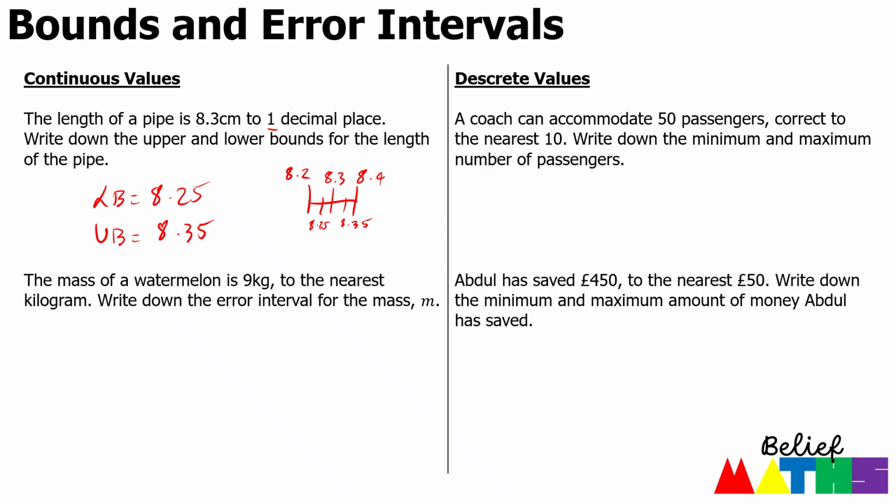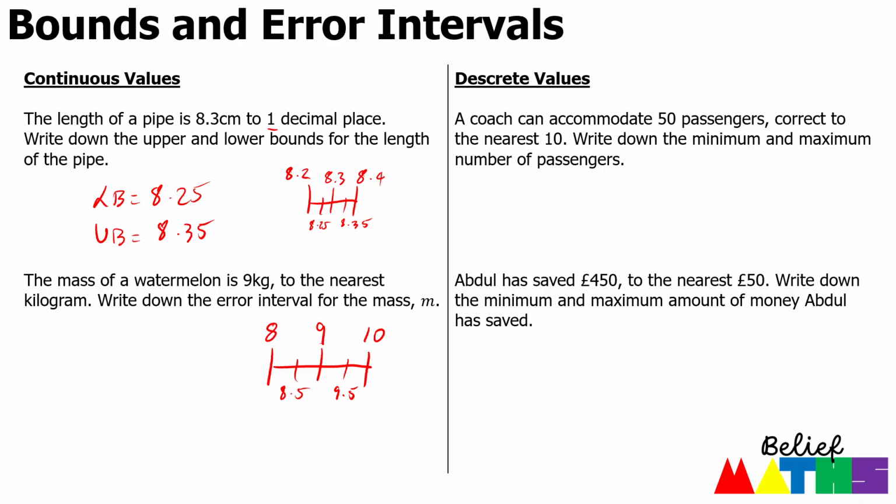And you can just use this little number line every single time. Same idea with the mass of the watermelon. In this case it asks to find the error interval, which is slightly different. But again, if we've got our number line, 9, the given value goes in the middle, to the nearest kilogram. So a kilogram below that is 8, a kilogram above that is 10. Finding your midpoints, 8.5 and 9.5.